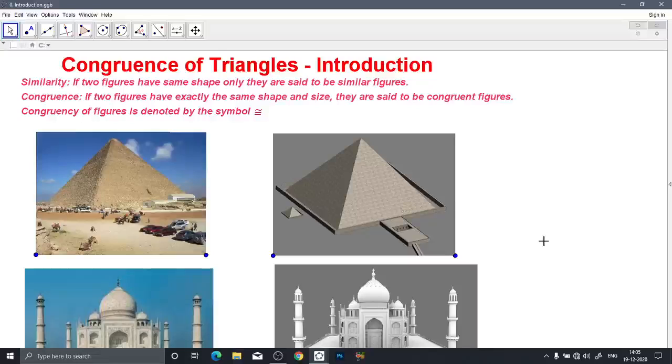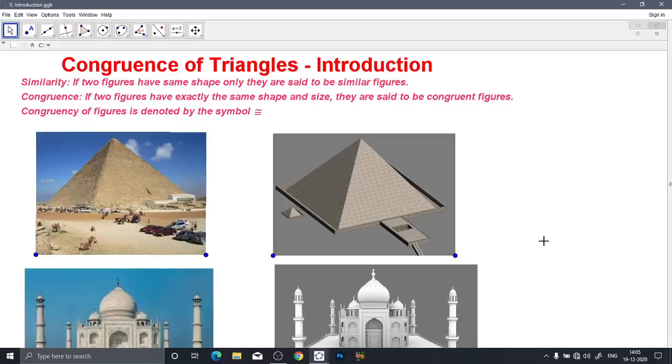Good morning, students. Now we are entering the next chapter, which is congruence of triangles. Up to now, we have learned the properties of triangles in the previous chapter. Now, this is a new concept, which is congruence of triangles. So now it is the introduction.